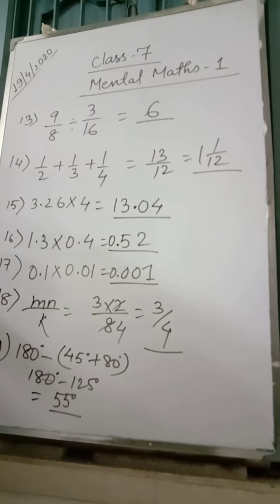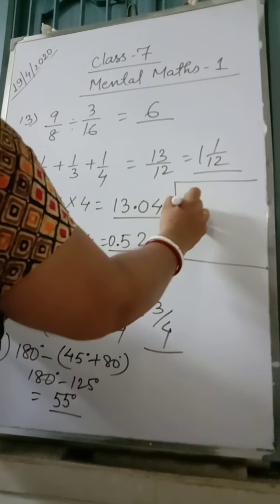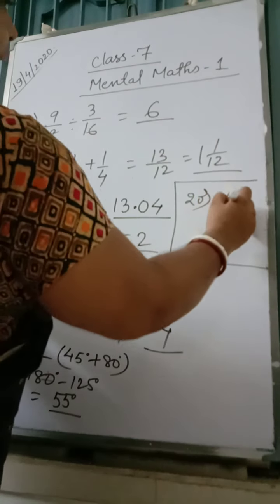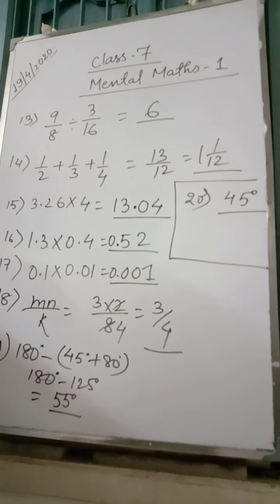If one angle of a right angle triangle is 45, then the measure of the third angle is, number 20. It is a right angle triangle, so one angle is 90, one angle is 45. So the other angle also will be 45 degrees. This is the answer of number 20.